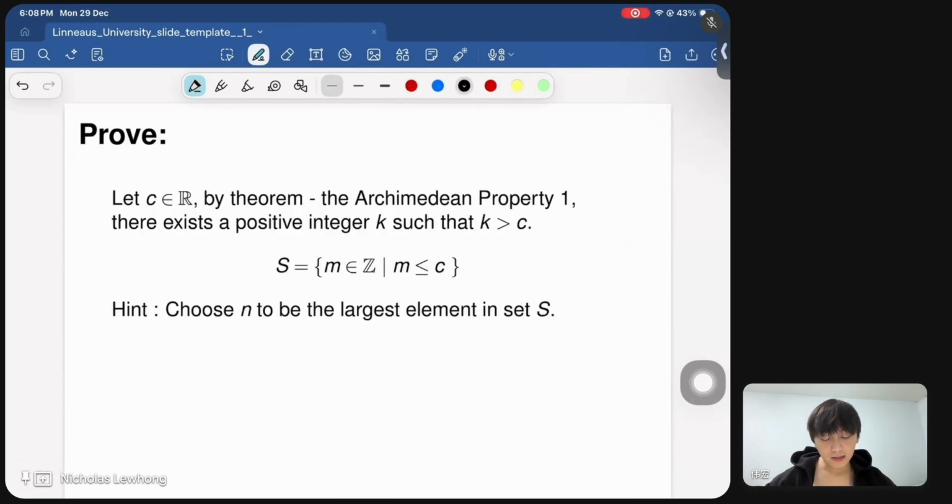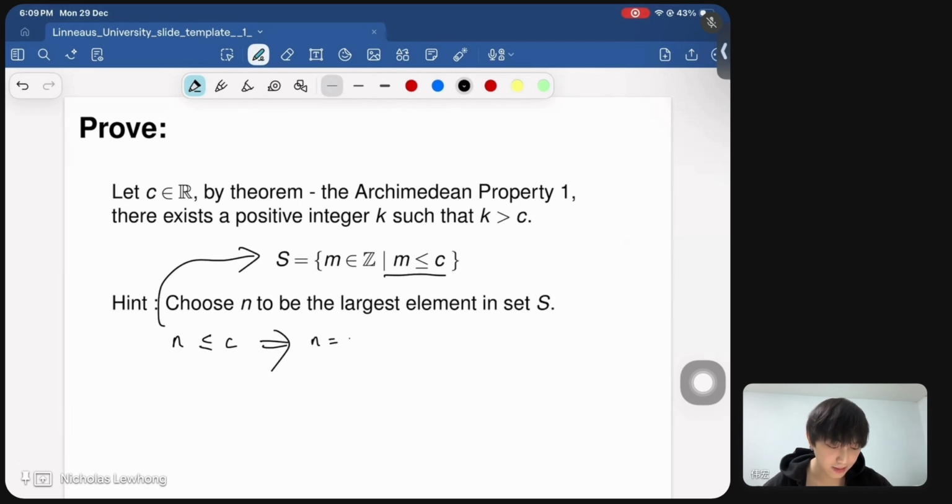So let c be in our real number. By the Archimedean property 1, the Archimedean property is very useful, there exists a positive integer k such that k is larger than c. And there is a set S which is also non-empty and bounded above, m in Z and m is smaller or equal than c. So choose n to be the largest element in S, which means n is smaller or equal than c, right? Because m is in S and m is smaller or equal to c. So n also should be smaller or equal than c. And from this case, we know that n is the maximum of S, right?